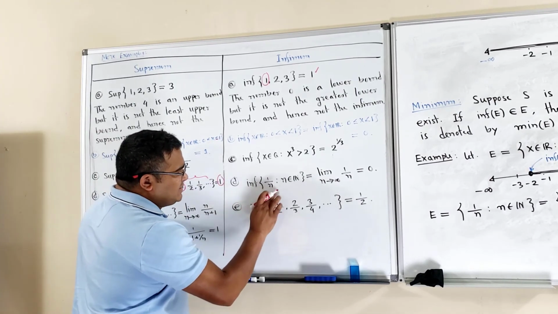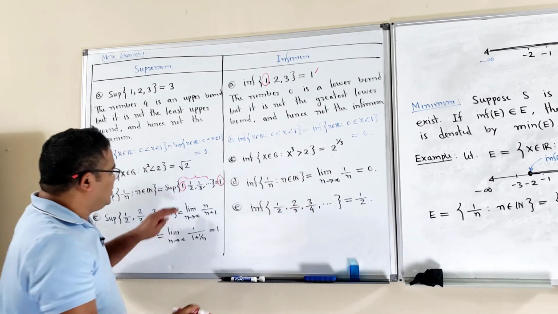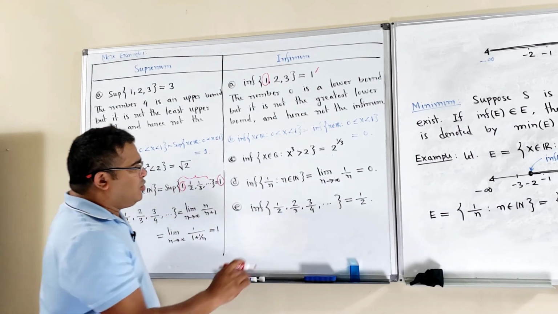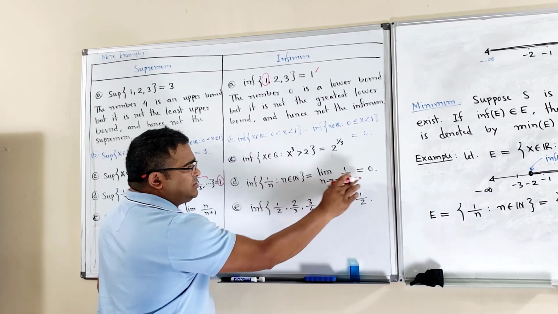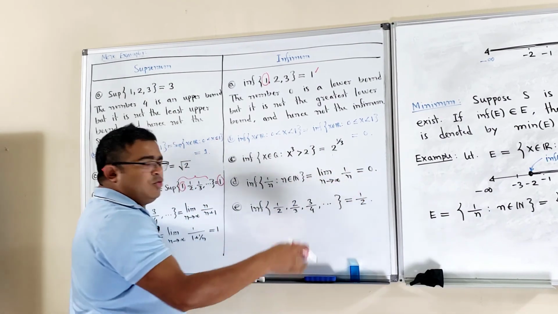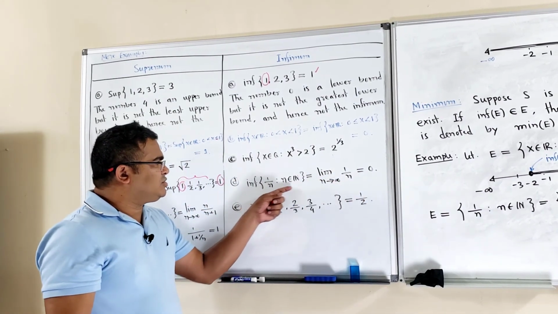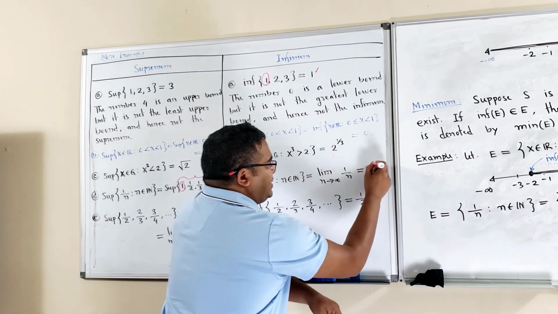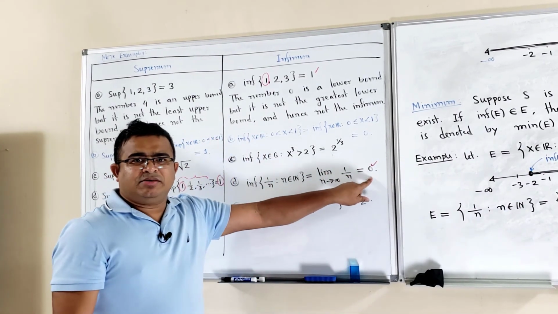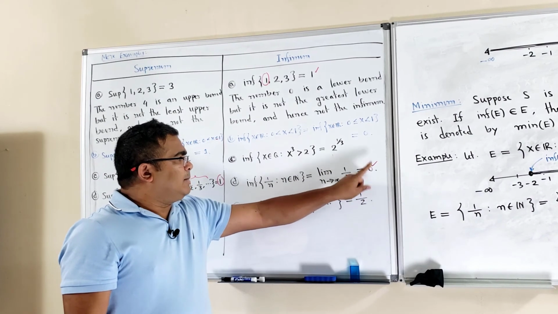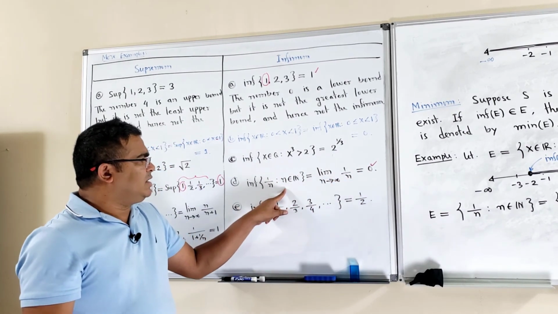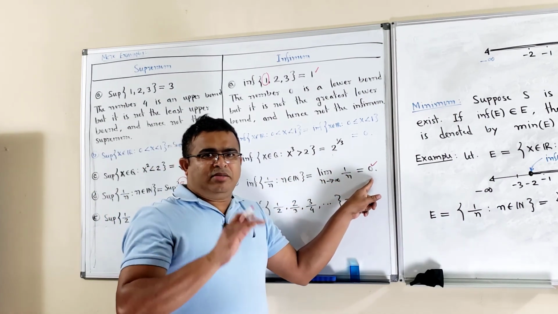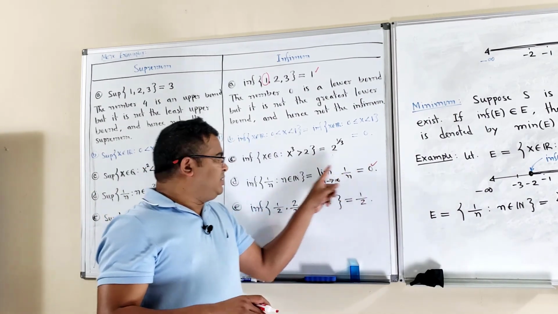Now if you consider this set, it is decreasing. When n approaches infinity, it will approach 0. So what is the lowest value of this set? The lowest value is 0, and this is the infimum. 0 is the infimum, but 0 is not in this set. Since 0 is not in this set, 0 is not the minimum of this set.